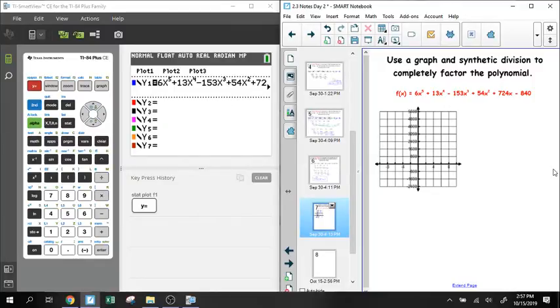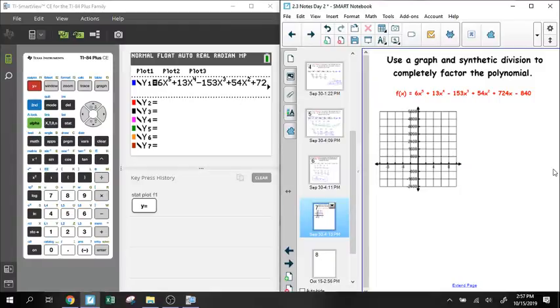Okay, I will help you with what those numbers are because I know they're small and kind of hard to see on the graph there. So everyone got that typed into their calculator at least? Okay, let's talk window here.